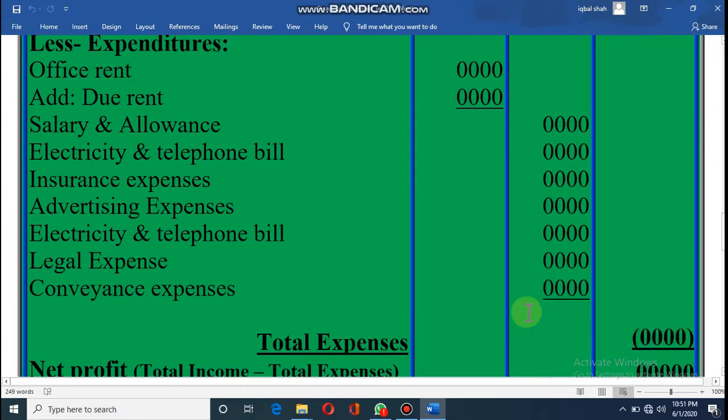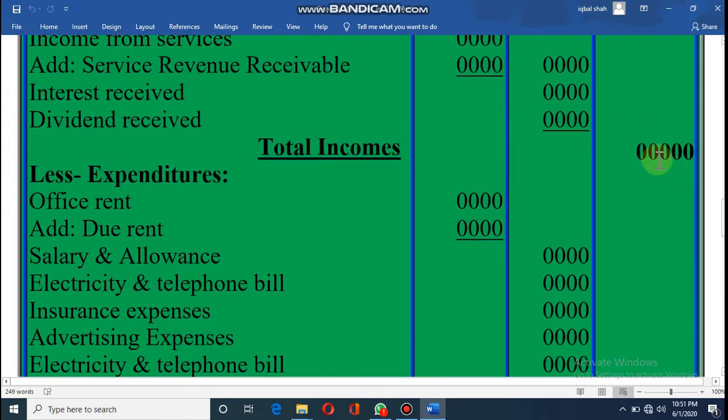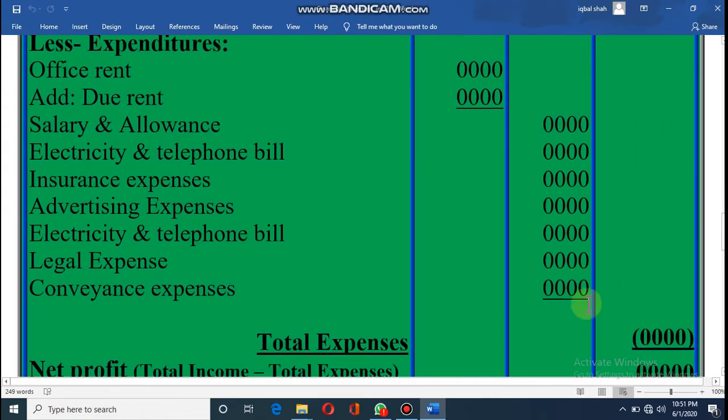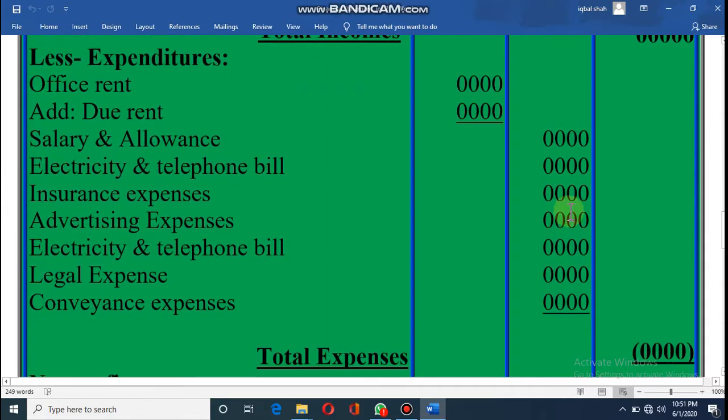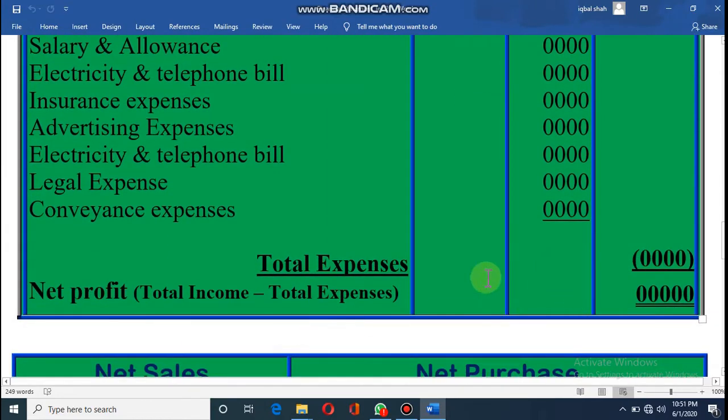Dear student, now total income is here, then total expense is here, and expense will be subtracted from income. Then you will find the net profit. Net profit equals total income minus total expense.